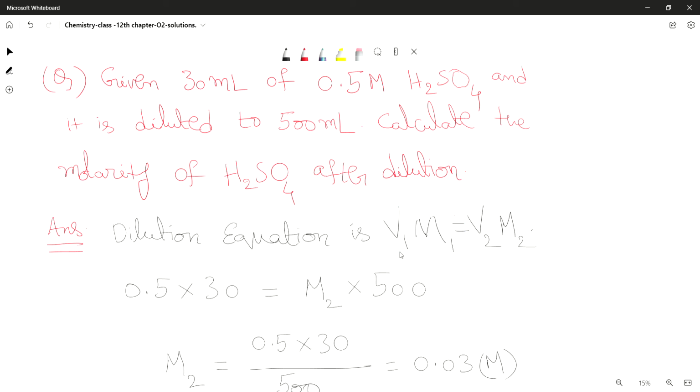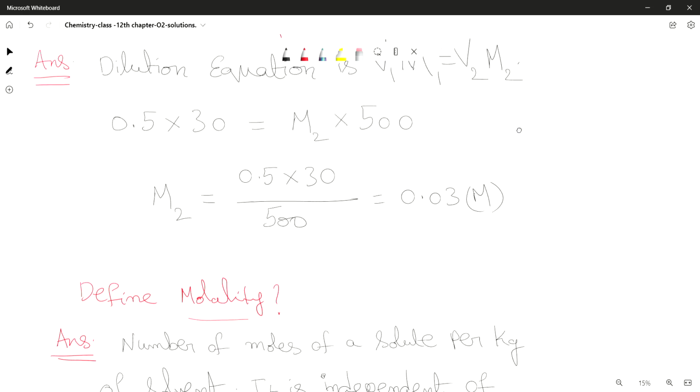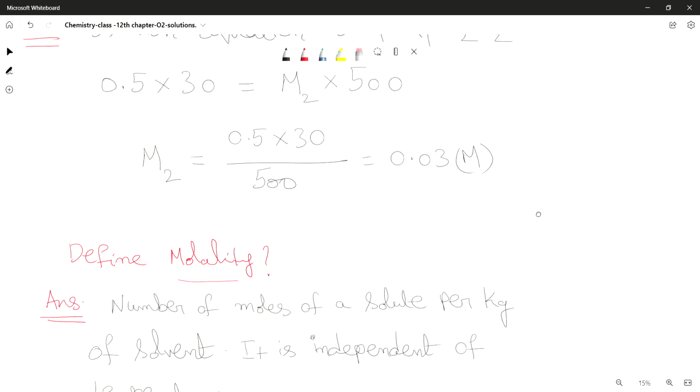The dilution equation is V1M1 = V2M2. That is, initial volume multiplied by initial molarity is equal to final volume multiplied by final molarity. So the initial molarity is 0.5 molar, the initial volume is 30 ml, and M2 is what we have to calculate, the final molarity, multiplied by the final dilution volume, which is 500 ml. So we have plugged in 500, and M2 is nothing but 30 times 0.5 divided by 500. You transpose this side, you get 0.03 molar. So that's how the calculation goes.